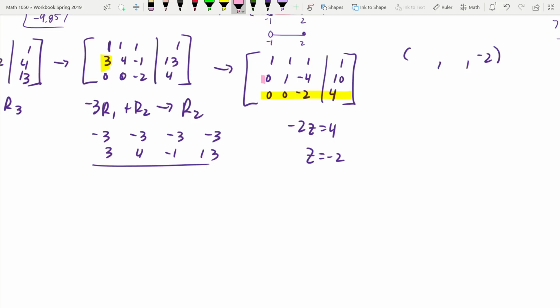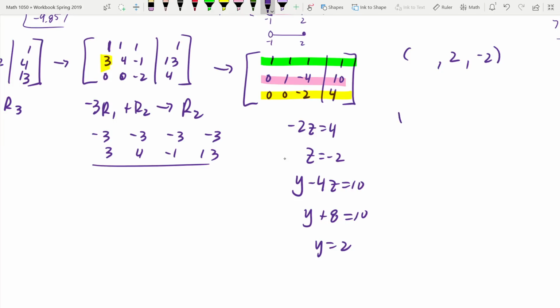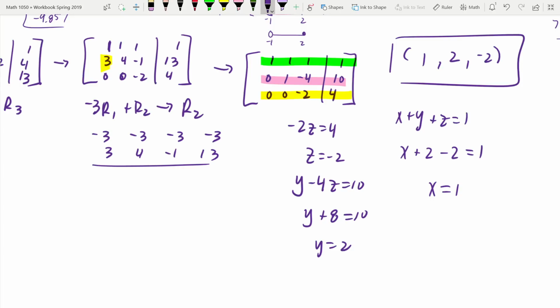Then I go to the row up above it, and I get y minus 4z equals 10. Put in the -2. That gives me y plus 8 equals 10. Move your 8 over, I get y equals 2. Then you go to the top, and that is x plus y plus z equals 1. That's x plus y is 2. Z is a minus 2 equals 1. The 2's cancel. X equals 1. You can totally check it.